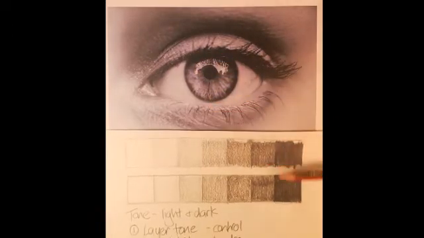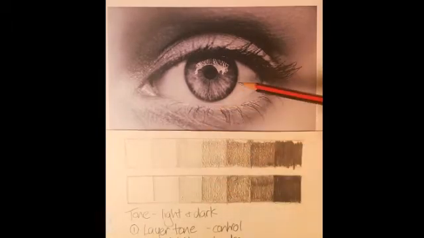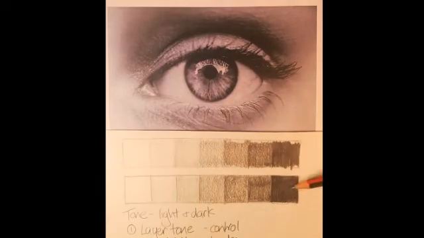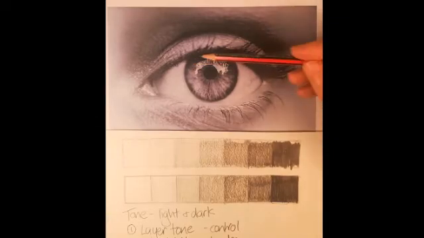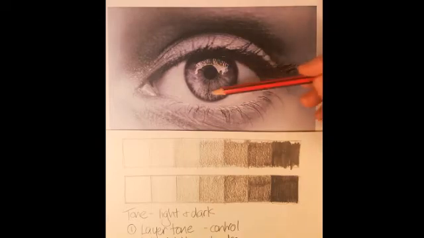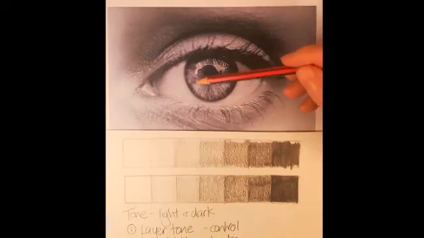So it's useful at this point to really look at your tonal scale and match the tones from your tonal scale to the eye. We can see really clearly that this is going to be the lightest part here. In fact, it's a highlight, so we'll leave that bit white. And then the darkest parts are going to be the pupil. It's very dark at the top here where it's underneath the eyelashes, and it's dark around the edge of the iris. So I'm going to start with the darkest parts, and then work on all of this detail afterwards.